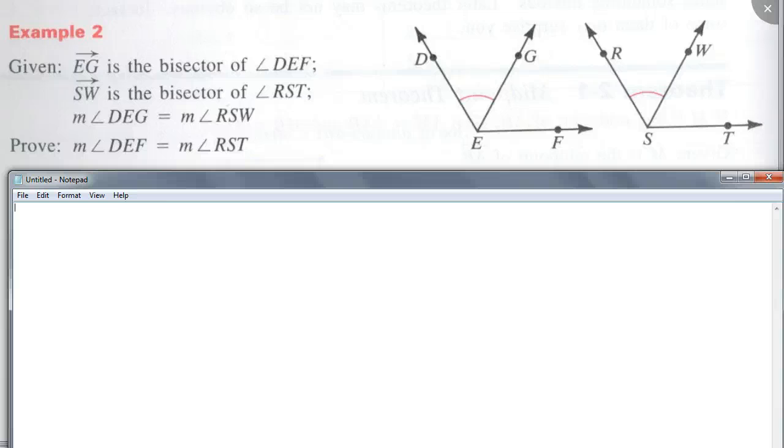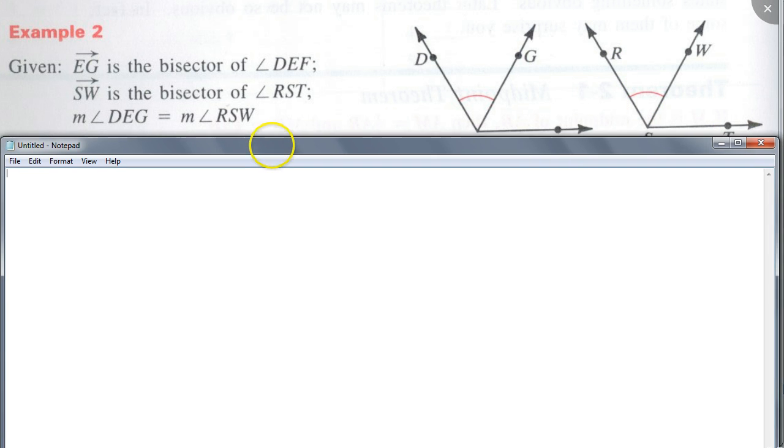Because otherwise, anyway, okay, so let's look at example 2. It says the ray EG is a bisector of angle DEF, right here. You see this EG right here? That ray, that's the bisector of this whole angle. And then SW right here, that's the bisector of this whole angle, RST.